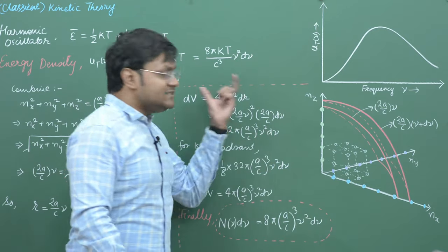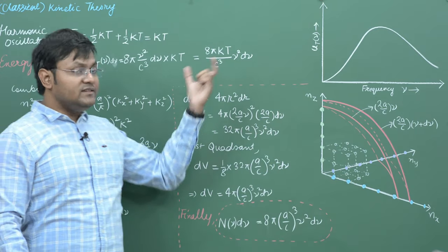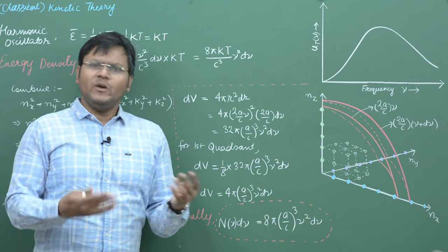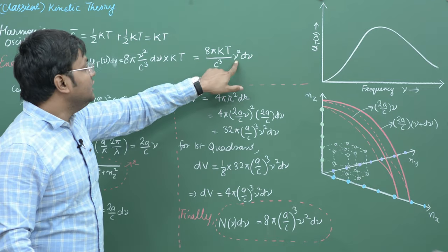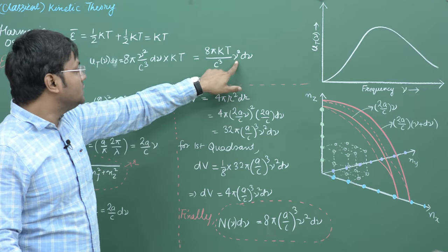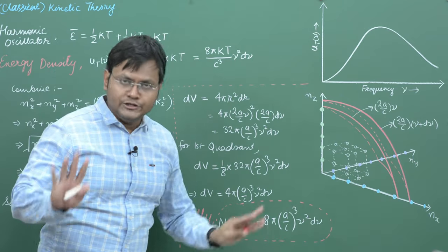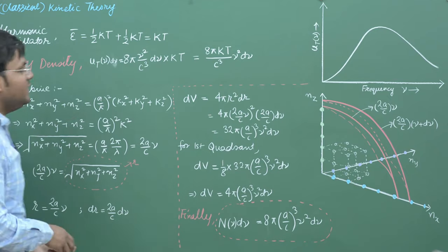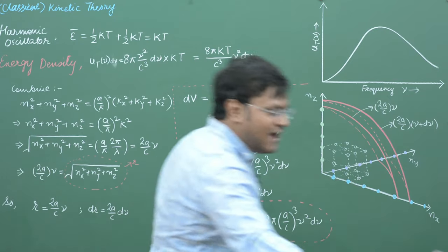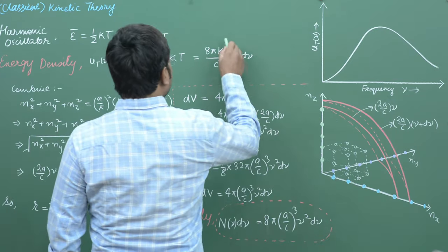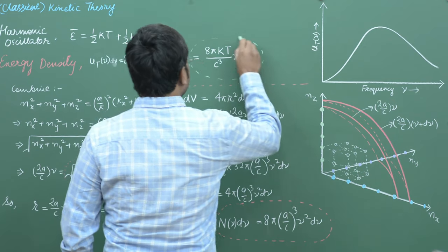Now, in some of the books, they will have probably written this expression in terms of wavelength. You can easily do that because nu is equal to c upon lambda. So you can write the whole expression in terms of wavelength also, no issues. But the results are going to be the same. So finally, we have this particular expression, which is what we were interested in.